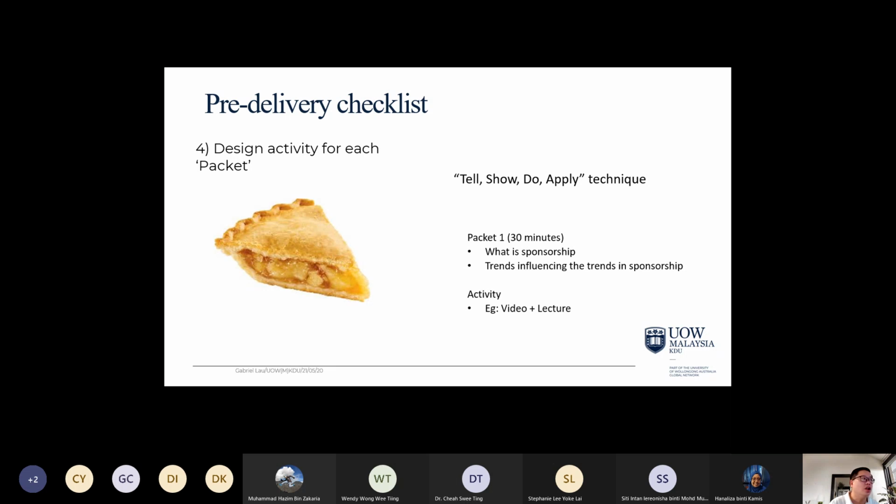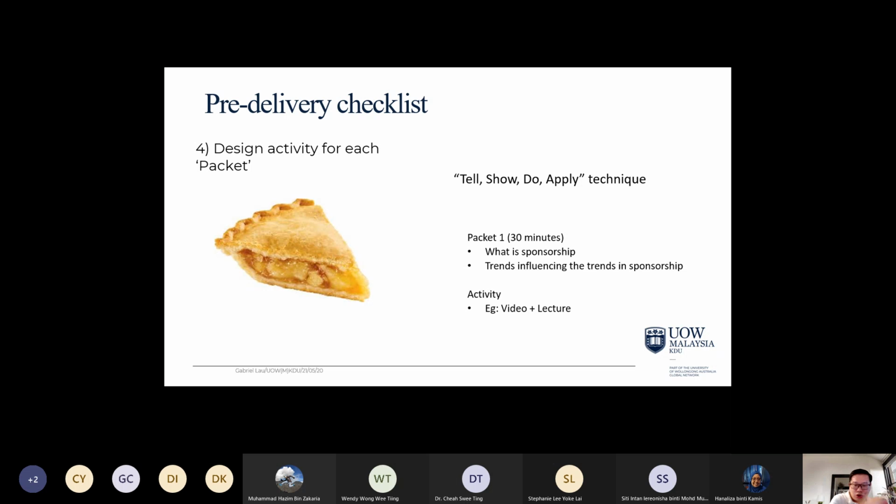So this is called designing activities for each packet. Now we have 3 packets, so for each one you design an activity. The first packet could be a video and a short lecture. The second packet could be a group discussion. And the third packet could be a lecture.